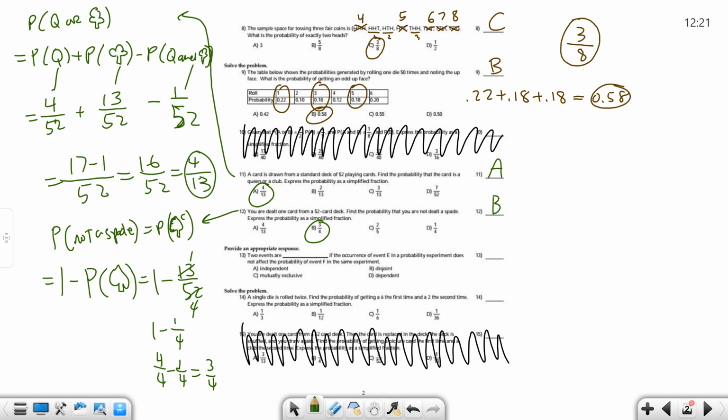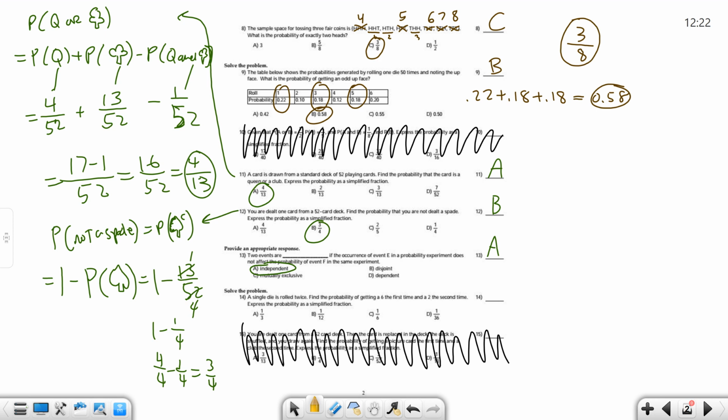Two events are what if the occurrence of event E does not affect the probability of event F? They're independent. 13, they're independent here, okay? They are independent if one does not affect the other. If you have independent events and you want to know this and the other, if they don't affect each other, you just multiply the probability of event 1 times the probability of the other event, and boom, you get the probability of one and the other.